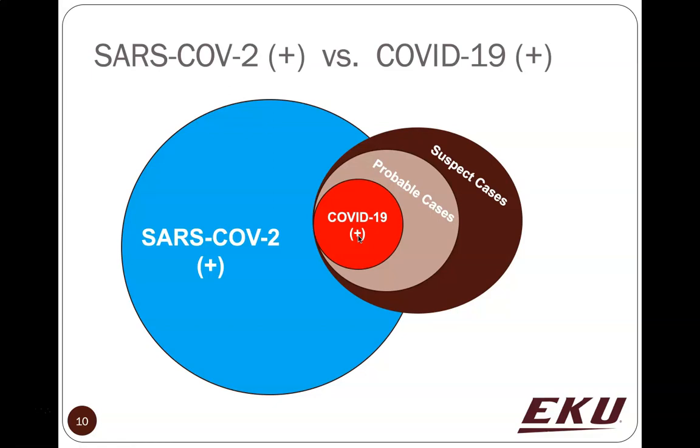Now, one thing the WHO has done, and this addresses some of the drive-through testing, is they're saying that anybody who tests positive for SARS coronavirus 2 is also COVID-19 positive. So if you are deemed to actually have the virus circulating in your body, they're going to go ahead and call you COVID-19 positive.